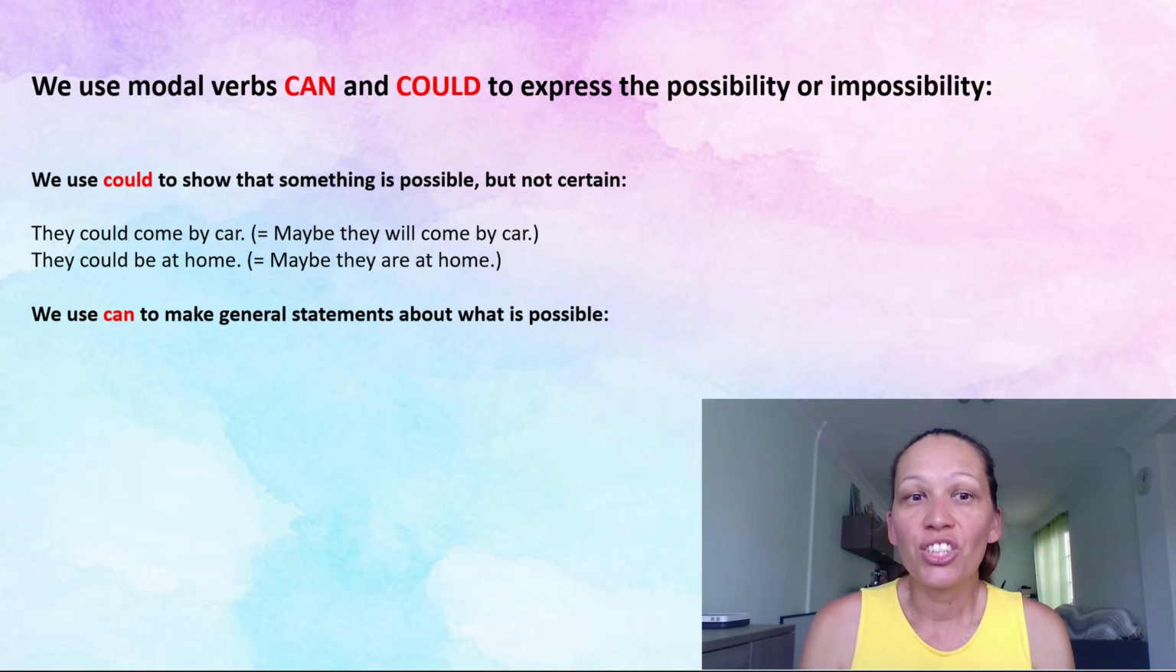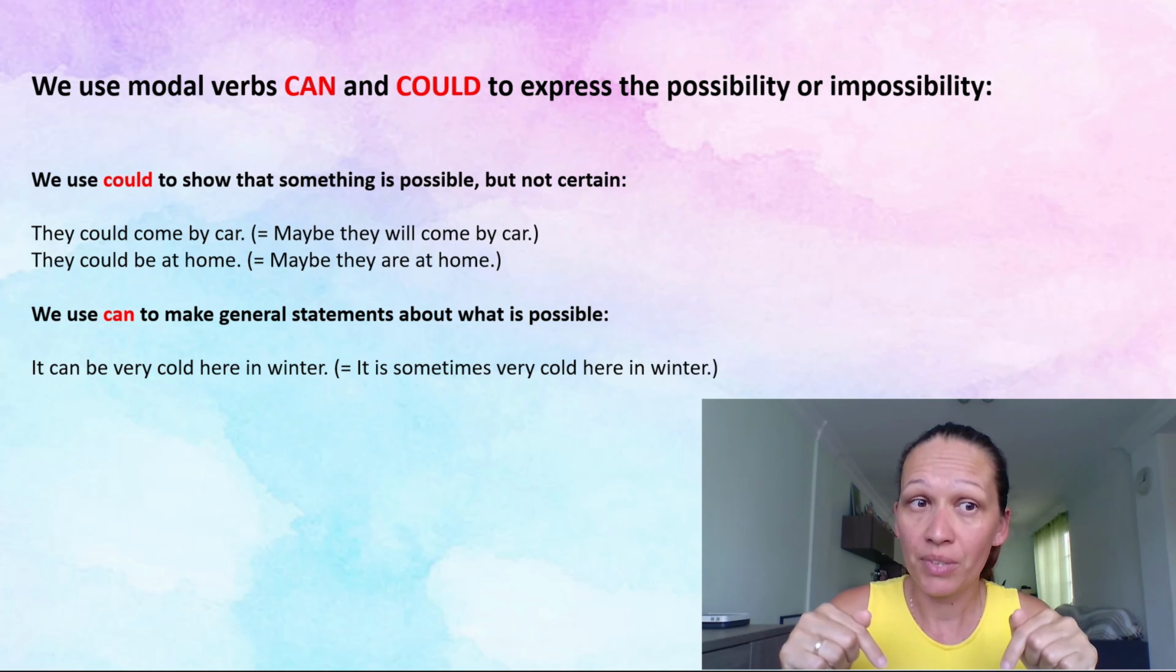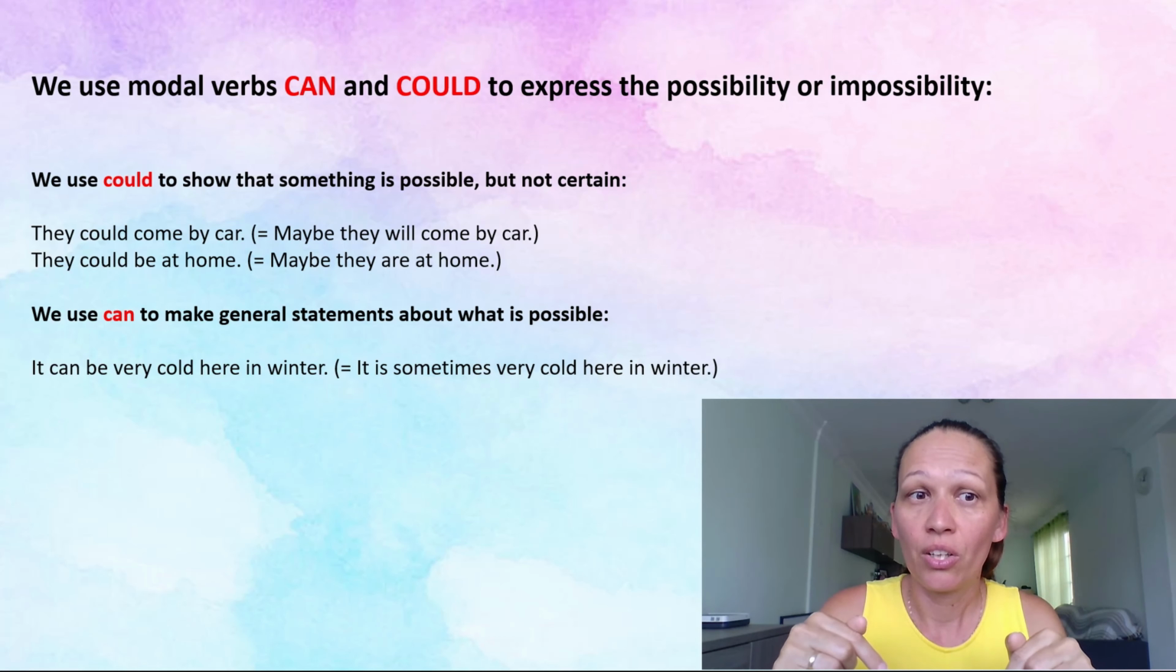We use can to make general statements about the possibility. What is possible? For example, it can be very cold here in winter. So I live here and I know that sometimes it's really cold here in winter. So I'm saying that there is a possibility that it can be very cold here in winter.